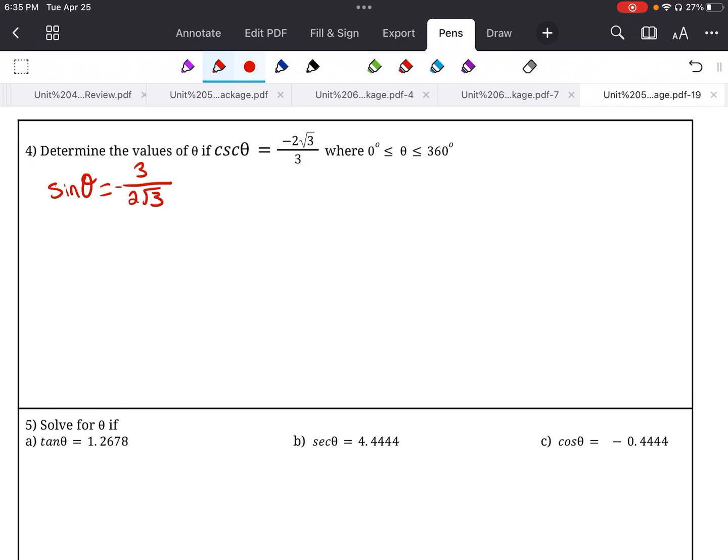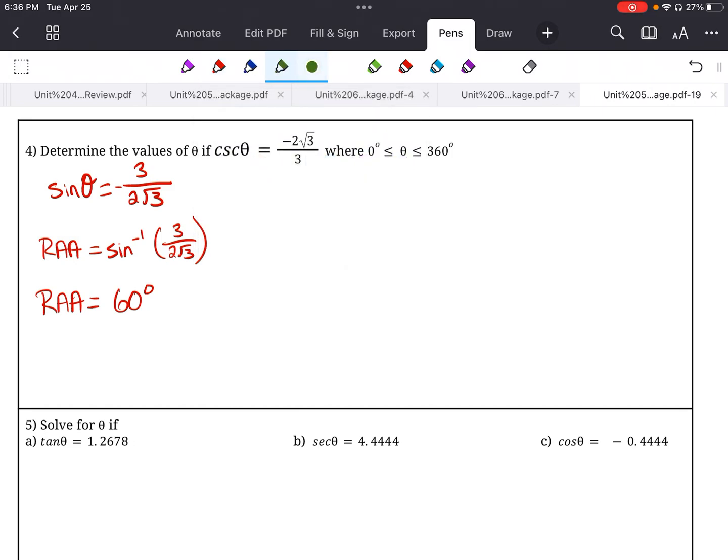Okay, I'm just putting the negative sign in front of the fraction because we don't actually use the negative in our inverse. And remember, this is really telling us the related acute angle. So it's the sine inverse of 3 over 2 root 3. And our related acute angle is 60 degrees. So why did I get rid of the negative in the fraction? Well, that is telling us which quadrants to look in.